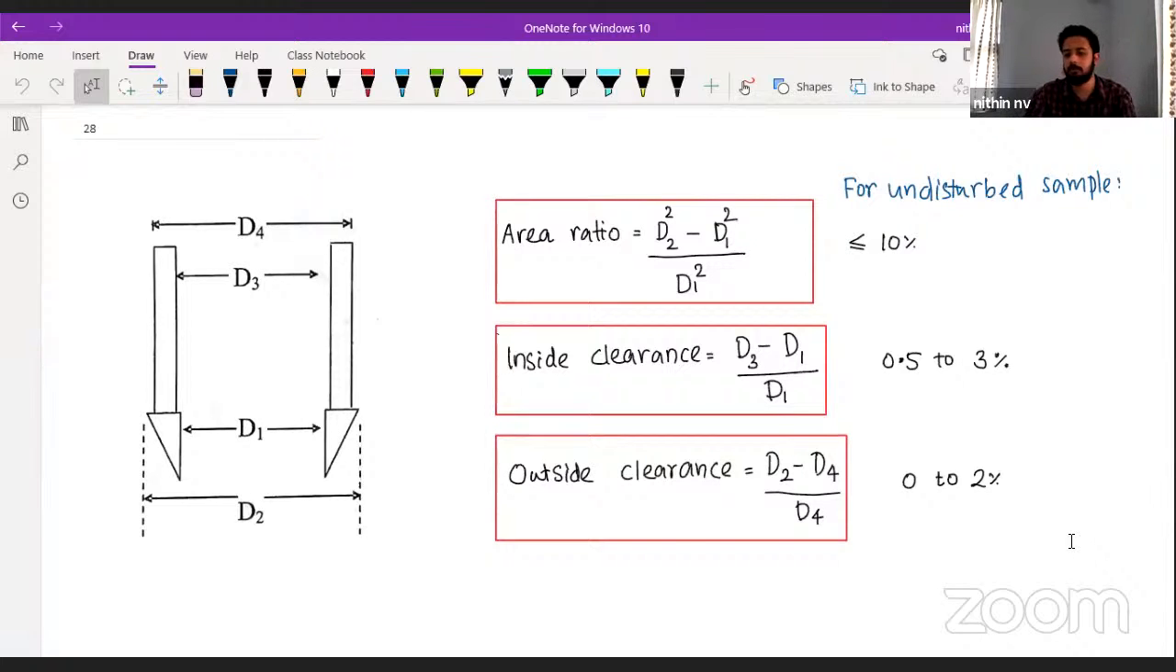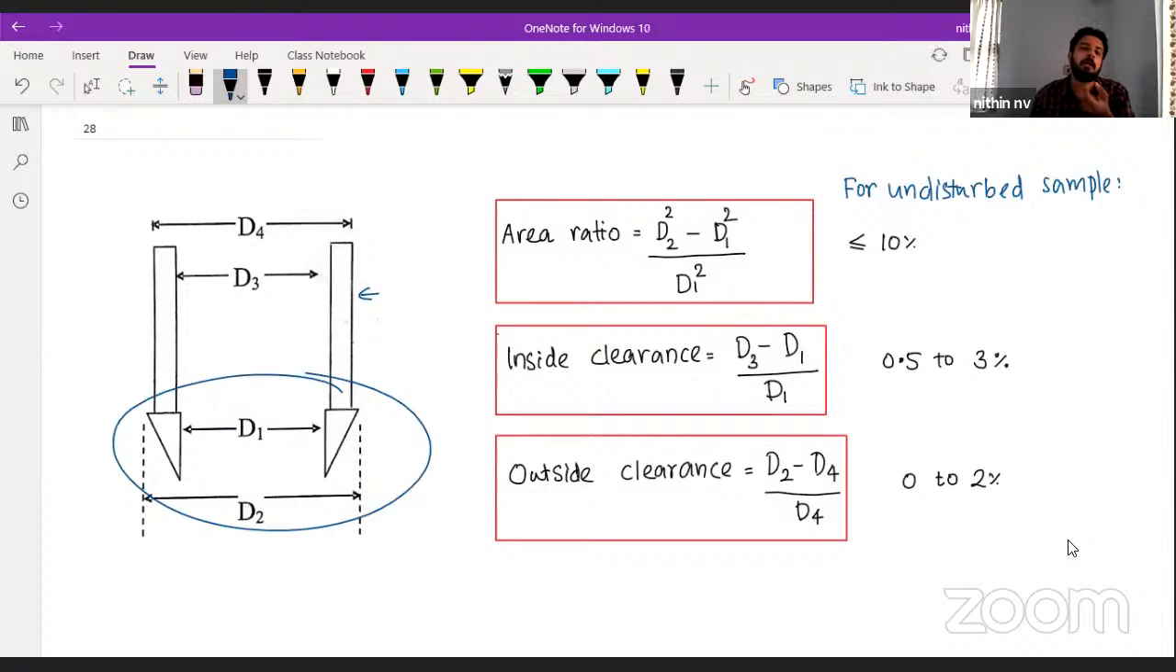Not that much important, but 1 or 2 years they have asked. That also you can check. We have a sampler. This is the dimension of the sample. They will give like this. This is the cutting edge. Cutting edge sample outer diameter is D2. Inner diameter of the cutting edge is D1. For the sampler, inner diameter is D3.